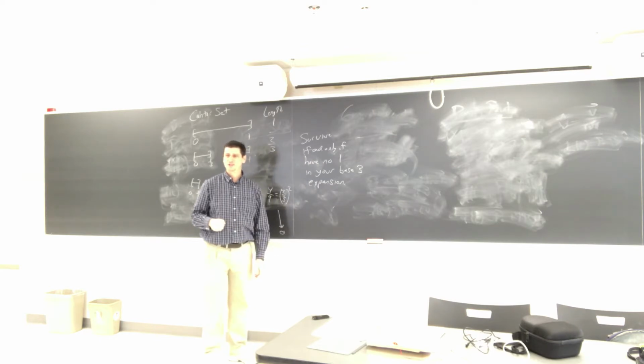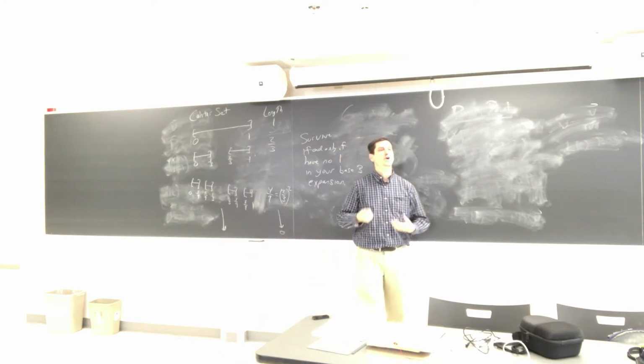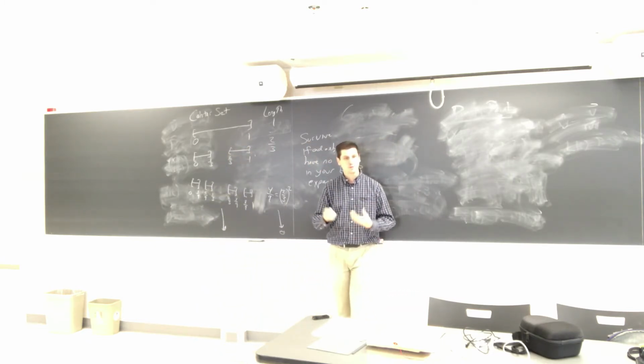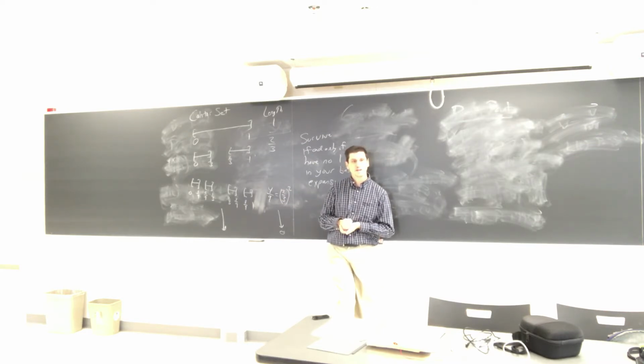Why don't I just say your decimal expansion? Decimal means 10. The decimal expansion is what you get when you use 10. You'd have 1/10, 1/100th, 1/1,000. Here we have 1/3, 1/9, 1/27. So the only numbers that survive are the numbers that don't have a 1 in their base 3 expansion. How many such numbers are there?